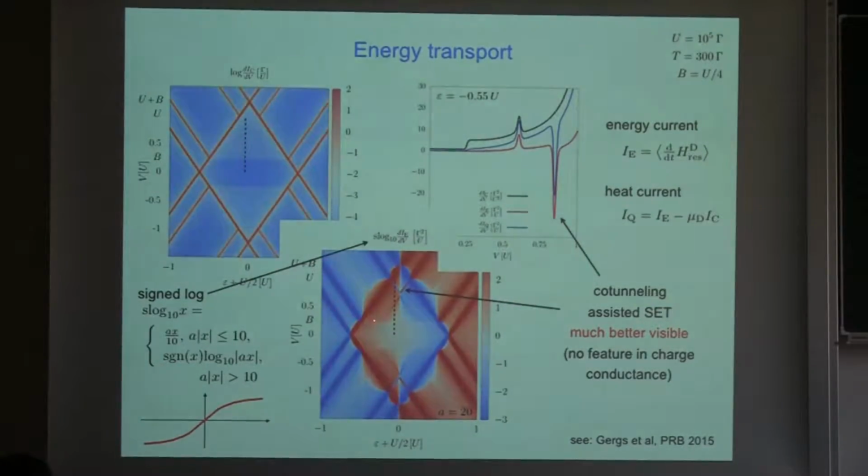And in general, you see all these different processes I just described for the charge transport also in the energy transport. So you have the onset of inelastic cotunneling, which is much weaker for the energy transport. Then you have these cotunneling assisted processes, which are also visible. And then, for example, you have a process that you can hardly see in the charge transport, but you very clearly see in the energy or heat current. Good, so that's the energy transport.